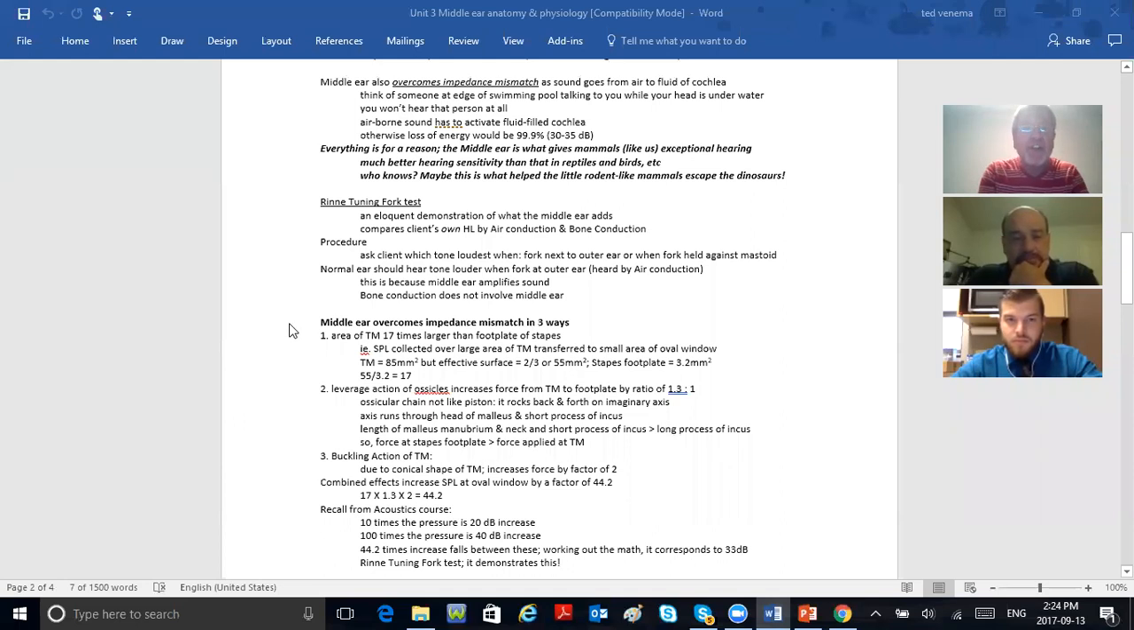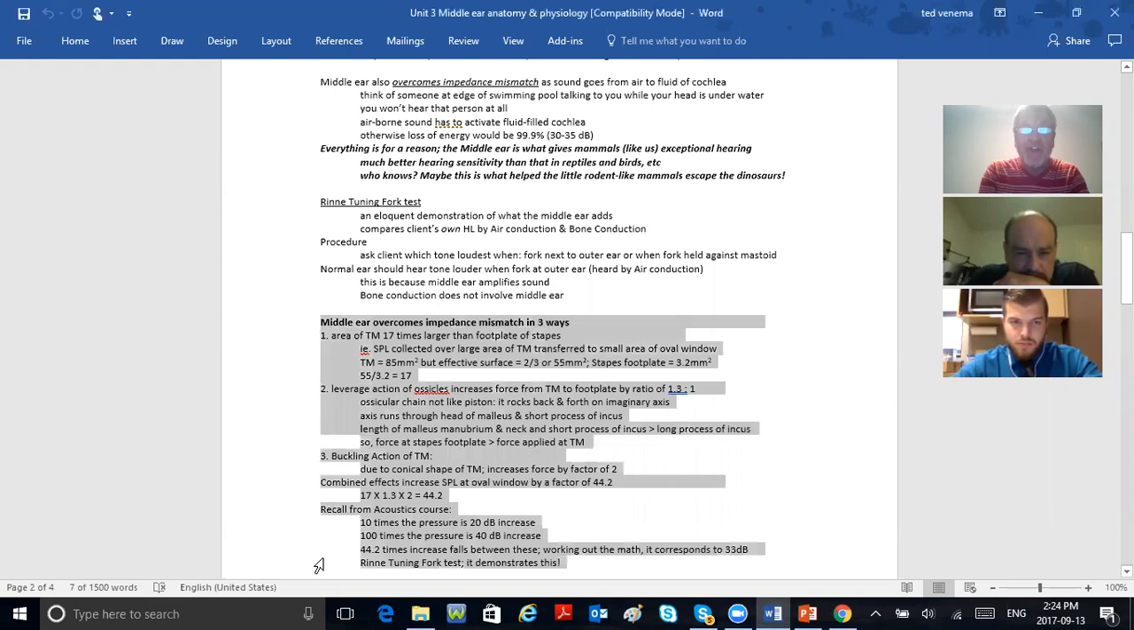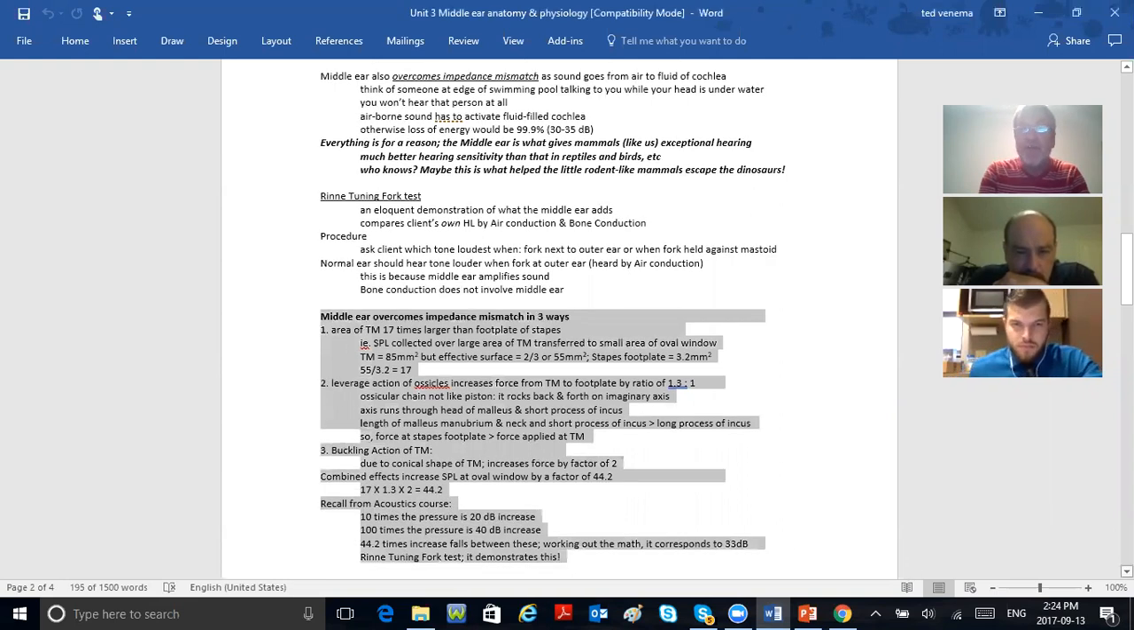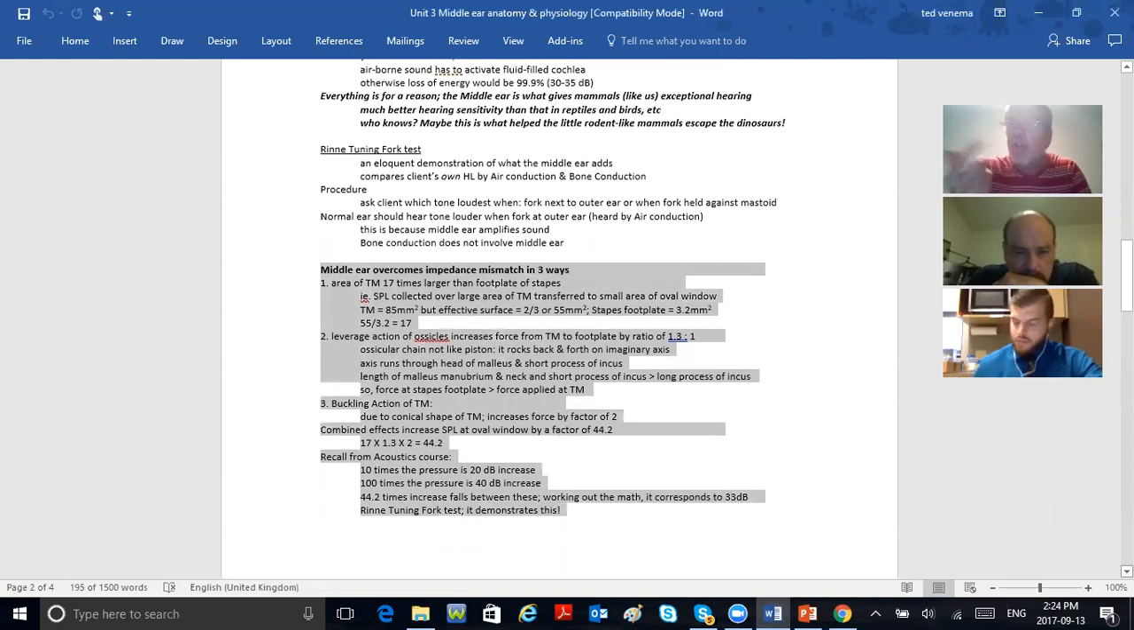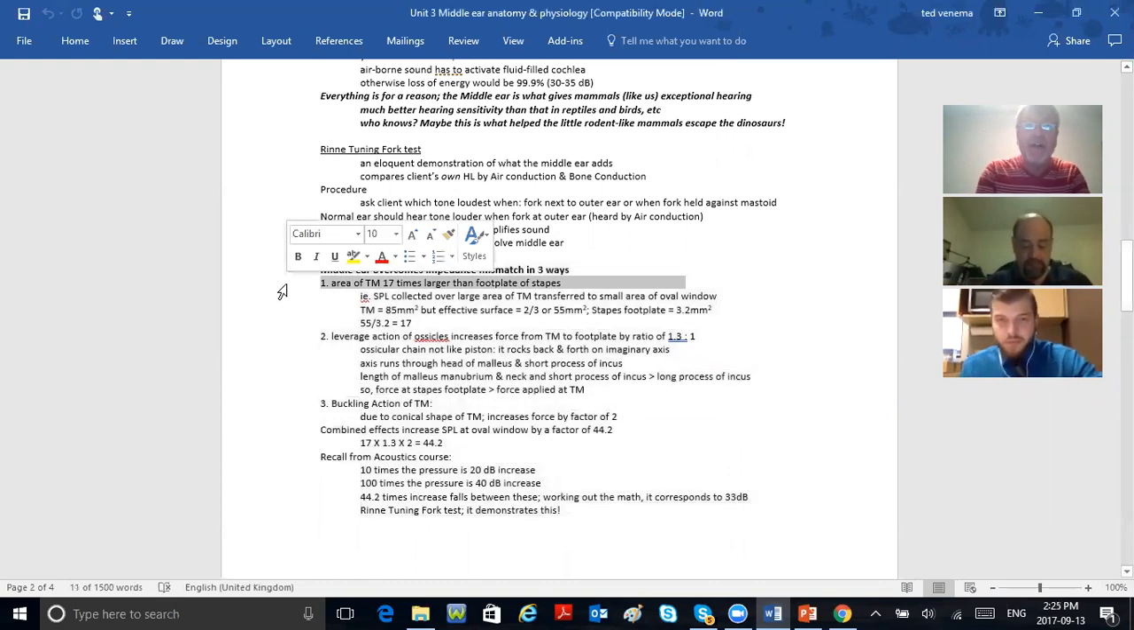All right. If I share screen here again and we look at this particular section, this is what we will finish with. There are several ways in which the middle ear overcomes that impedance mismatch. There are 3 different ways. The first way is what we've already described. The first one is this: the area of the tympanic membrane is larger than the footplate of the stapes.